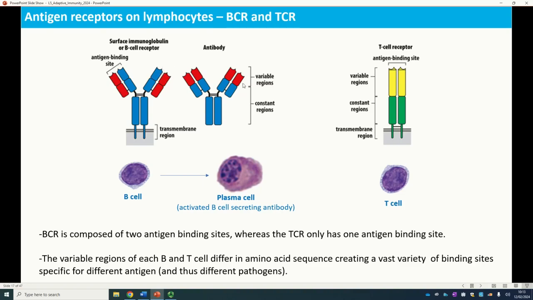Now, if you contrast that to the T cell receptor, this has a slightly more simplistic structure, and it has just one antigen binding site. Essentially, the antigen binding site is made up of these variable regions. So it has differences in the amino acid structure, and this creates a vast array of potential binding sites that allows it to recognize a vast array of potential antigens and therefore pathogens.